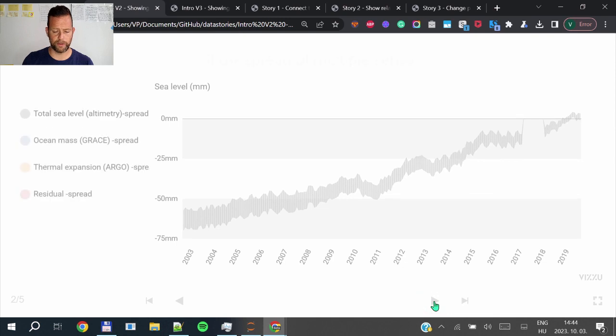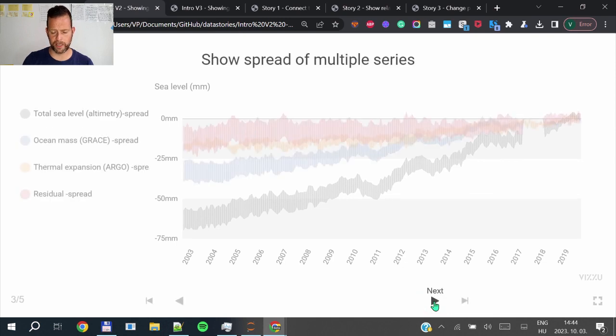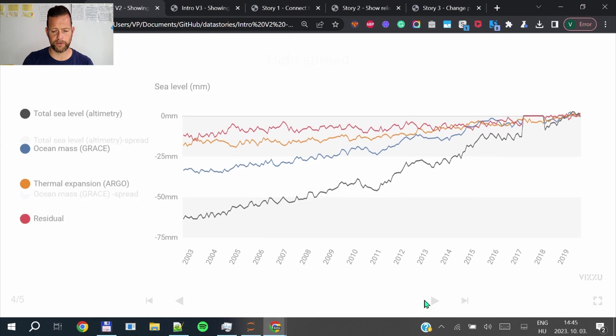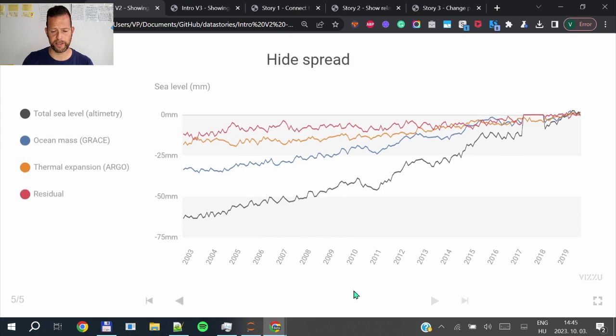You could do that with all 4 components at the same time. So you show first the uncertainty, and then the mean of these measurements. And then at this point, I think you can also already remove the grayish area representing the uncertainty, because it's actually the lines, the mean, that matter the most.